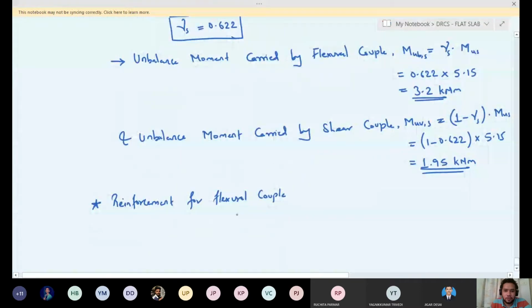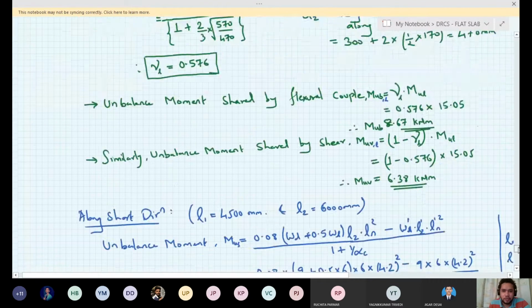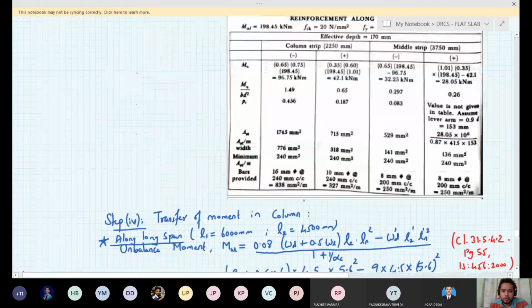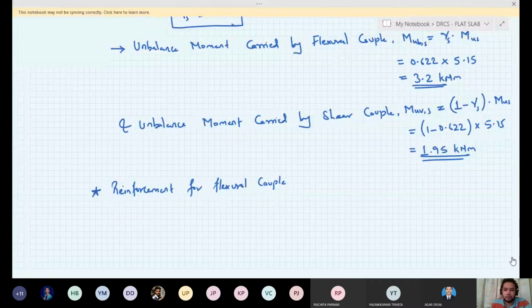So this reinforcement required due to the flexural couple, we will check it with the reinforcement we have provided. If it is less than that, then there is no need to provide any additional reinforcement.